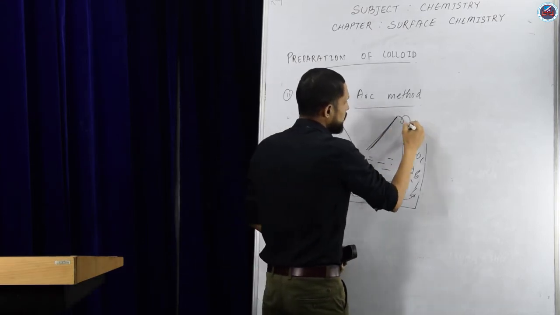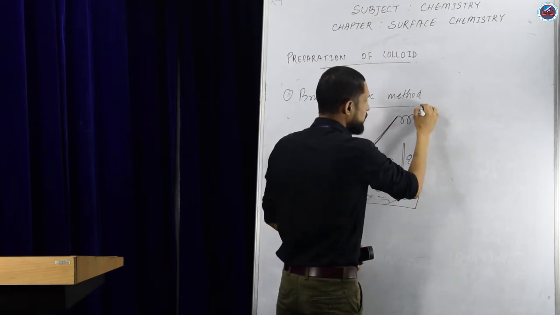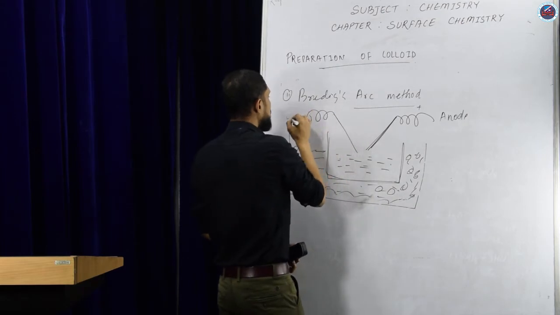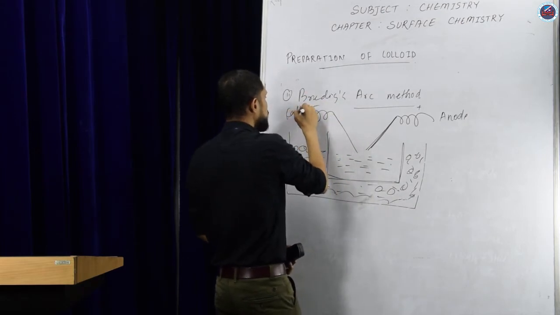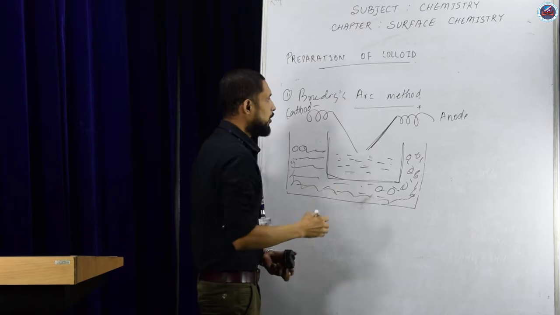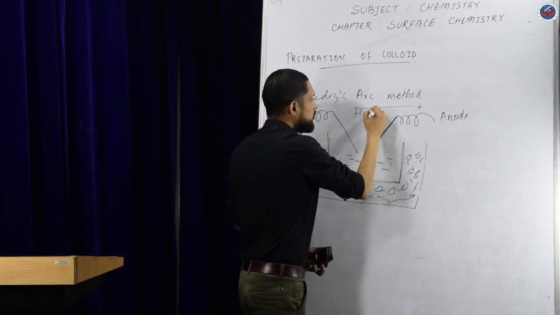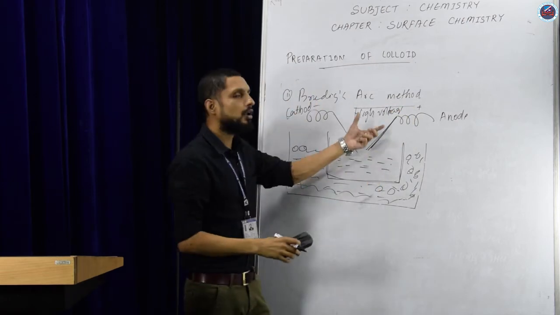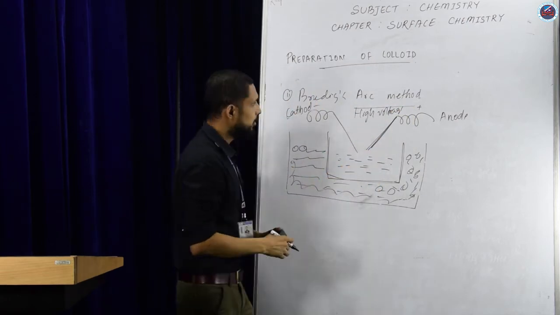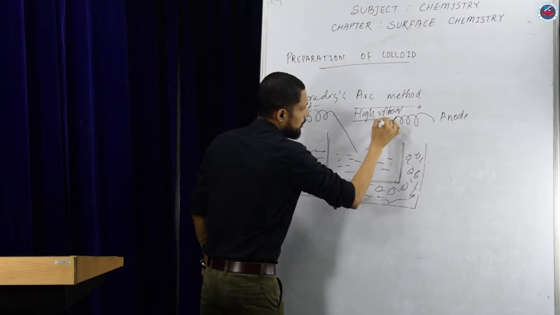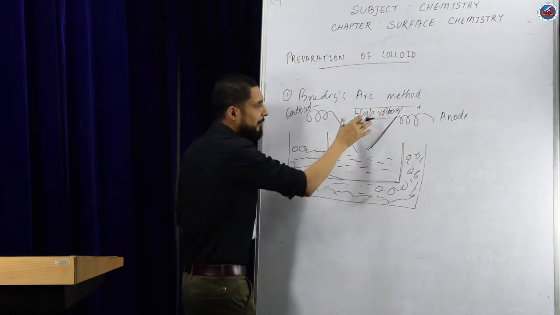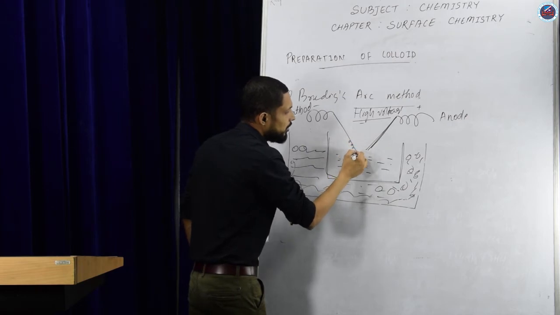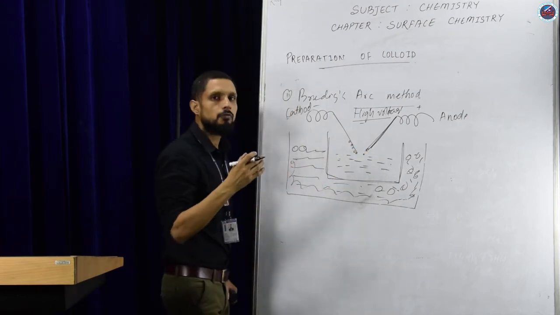Now one end is connected to the positive end, will act as anode. This is connected to the negative end, will act as cathode. So at a very high voltage, the metal will vaporize. That means the metal will come out in a gaseous form.